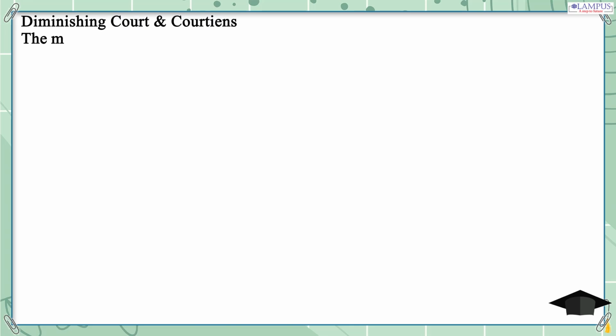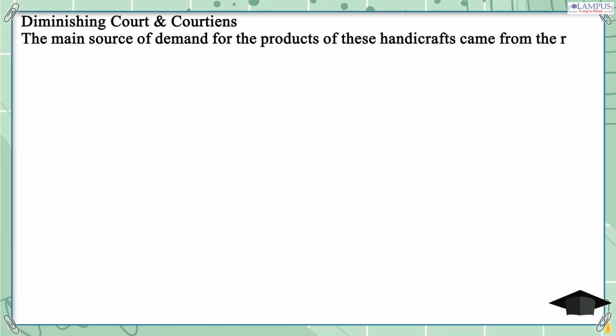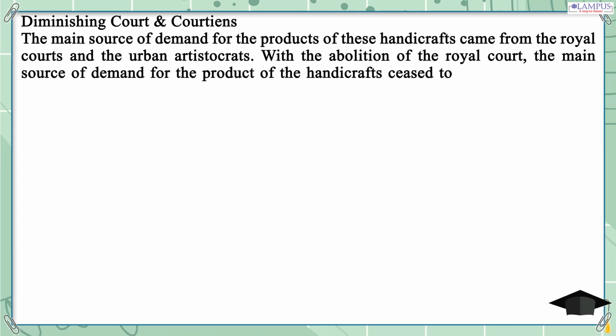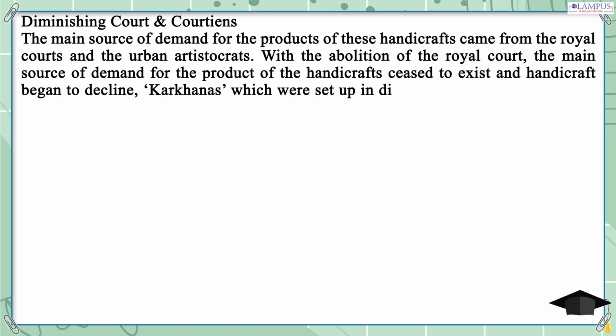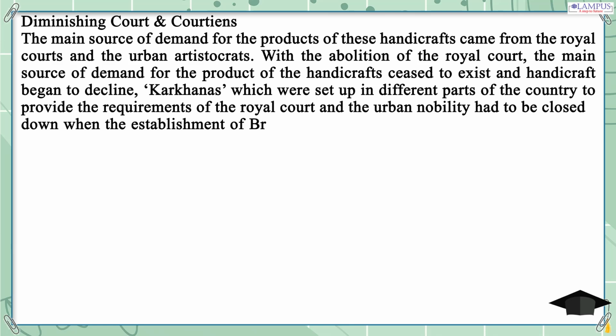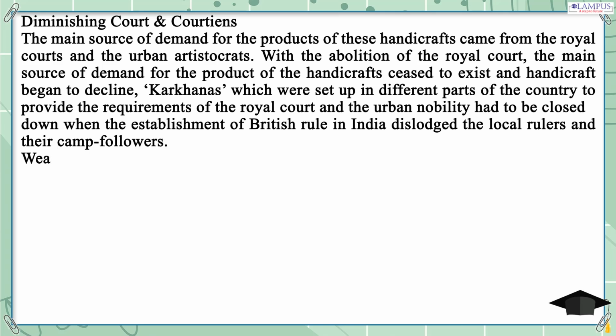Diminishing court and courtiers. The main source of demand for the products of these handicrafts came from the royal courts and the urban aristocrats. With the abolition of the royal court, the main source of demand for the products of the handicrafts ceased to exist and handicraft began to decline. Karkhanas, which were set up in different parts of the country to provide the requirements of the royal court and the urban nobility, had to be closed down when the establishment of British rule in India dislodged the local rulers and their camp followers.